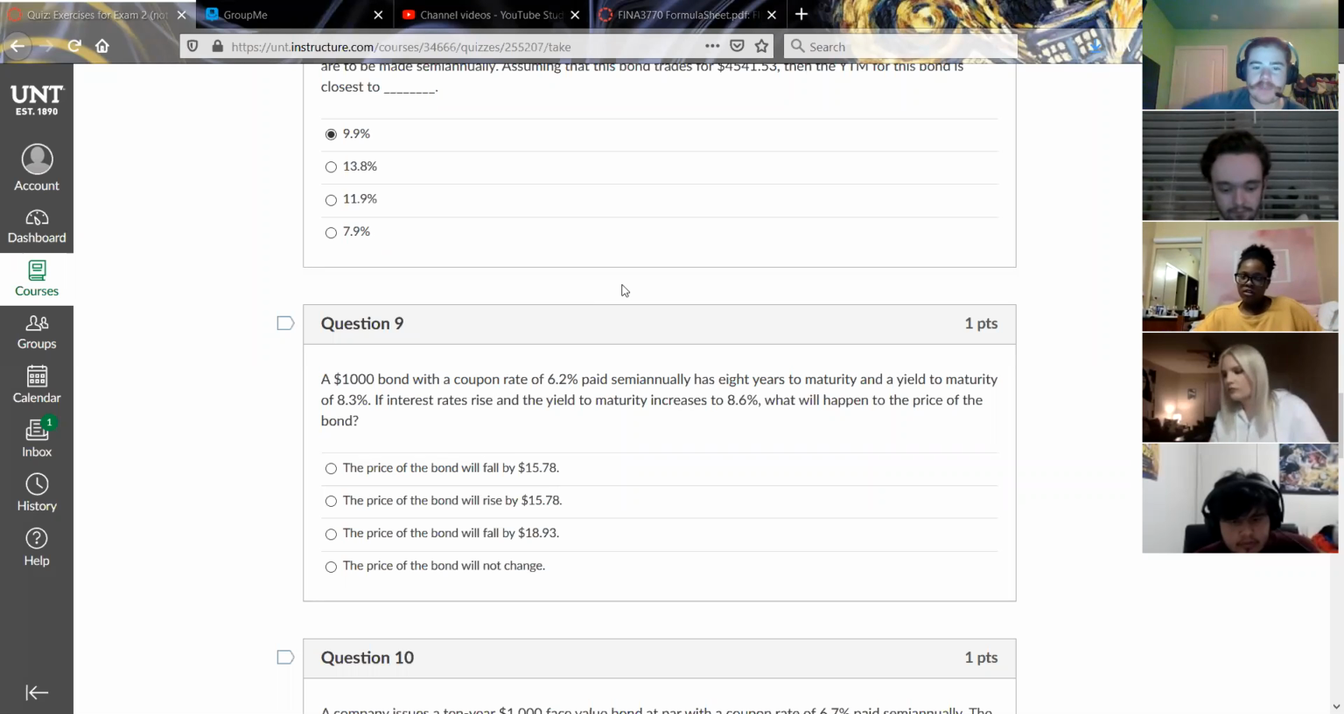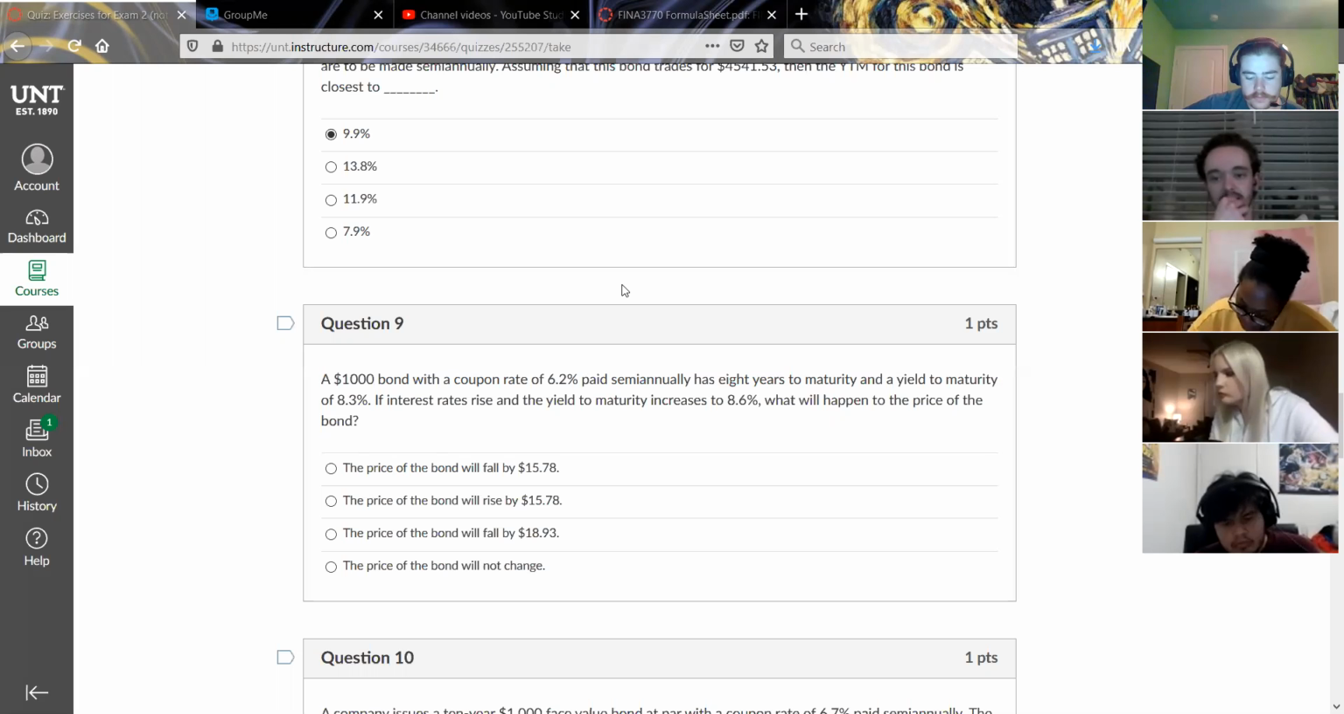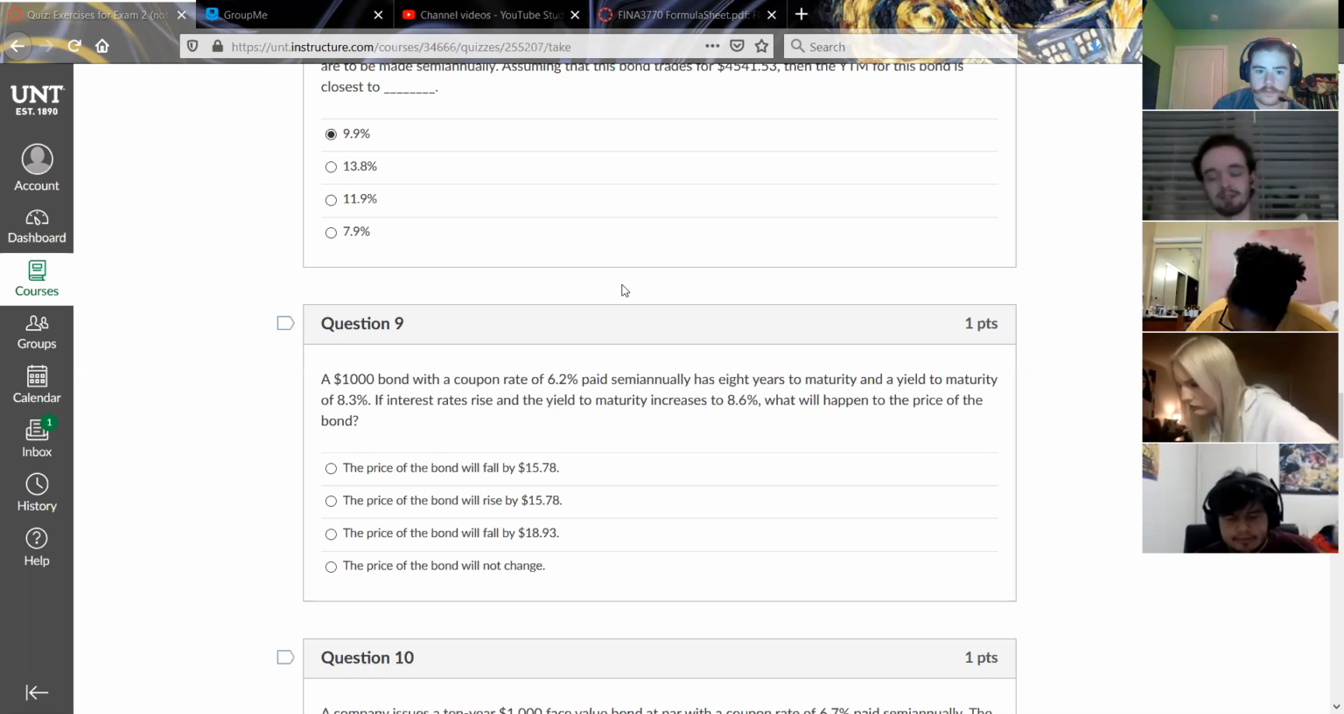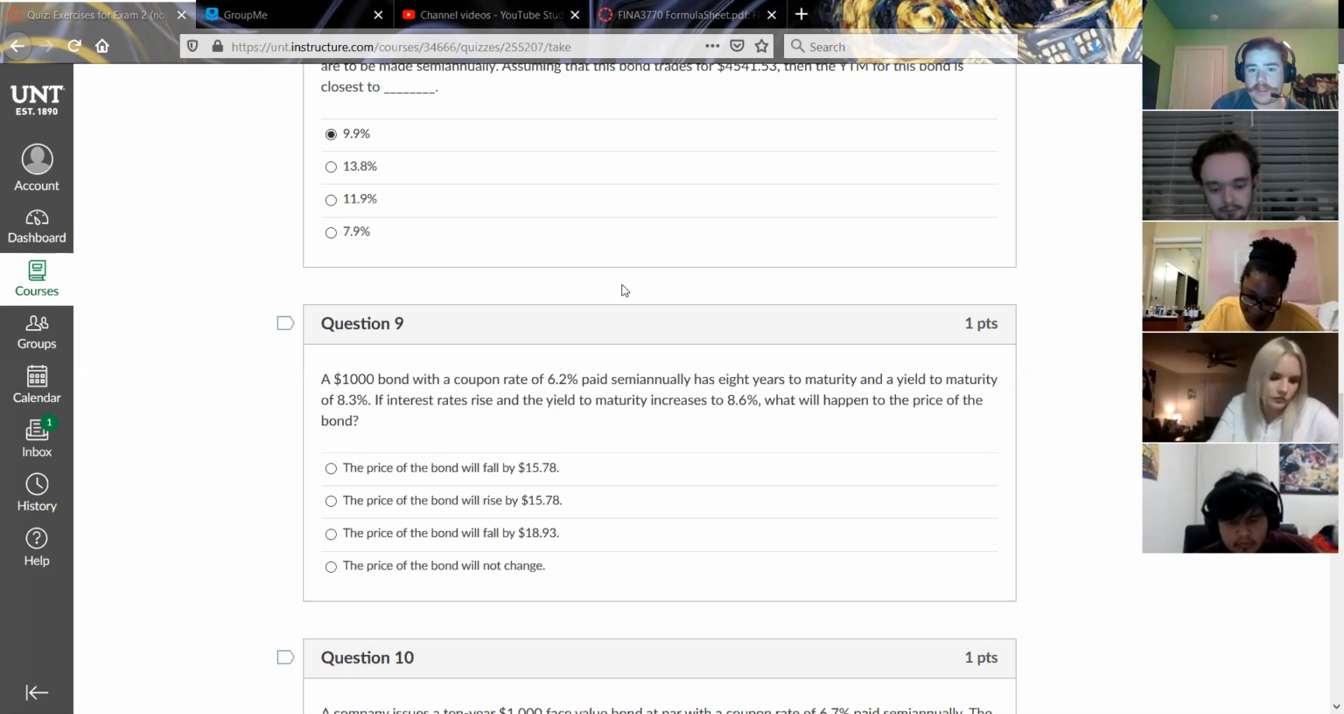So you said to find the payment, you take the 6.2 divided by 2, get 3.1, multiply that by 1,000. Yes. So it would be 0.031 times 1,000. And sorry, I got it wrong the first time. It's $31 payments because that percentage, 3.1%, you have to change to 0.031 to multiply by 1,000 to get that payment. And so it's 16 periods and then 8.3, and then do the same thing at 8.6. Not 8.3, 4.15, because you have to divide it by 2 for semi-annual.